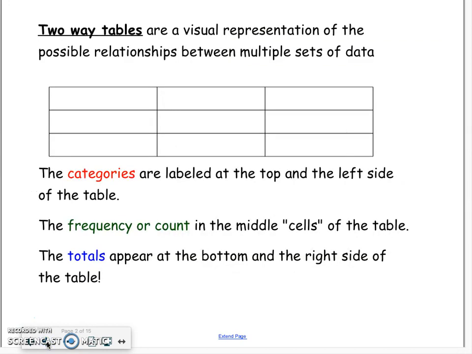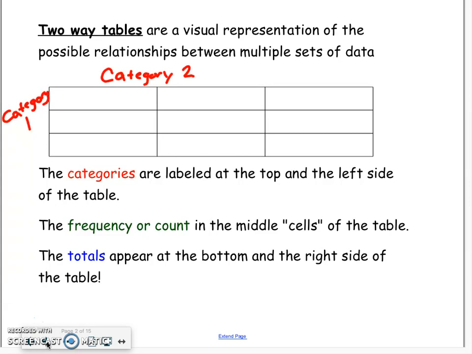So two-way tables are a visual representation of possible relationships between multiple sets of data. To start with, we have our categories. Categories are labeled at the top and the left side of the table. So you'll have category 1 and category 2. Okay, you will always need labels on your tables.